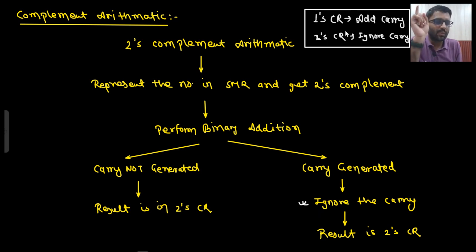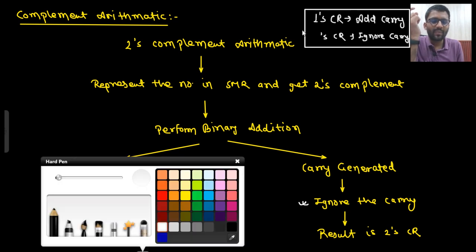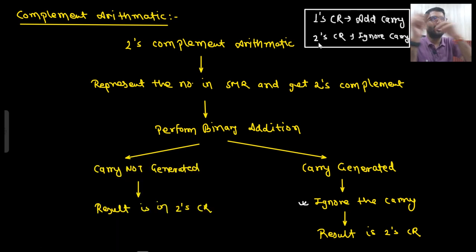So in 1's complement representation we add the carry, in 2's complement representation we ignore the carry. So how will you remember it? People get confused, sir. In 1's complement we need to ignore it or we need to add it. So how will you remember it?